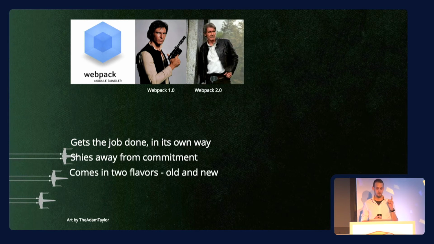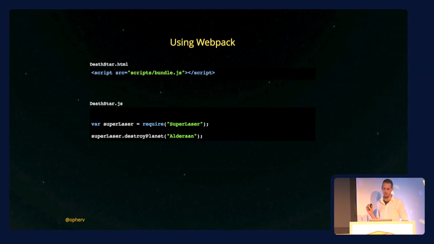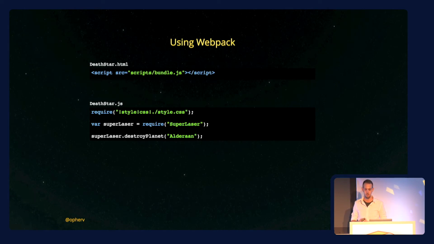And it also comes in two flavors, old and new. Old being Webpack 1, and new being Webpack 2. And hopefully Webpack 2 won't get murdered by its wayward son. How do you use Webpack then? You have dev-start.html pointing out to bundle.js, like before. And you have superlaser, require superlaser, exactly like you saw before. What's the difference here, though? Now you have require for a style sheet in your JavaScript. What? You have style sheets in your JavaScript? That's what you might say, because that's how you sound in my head.